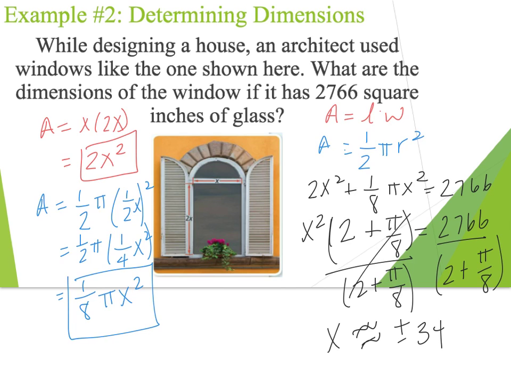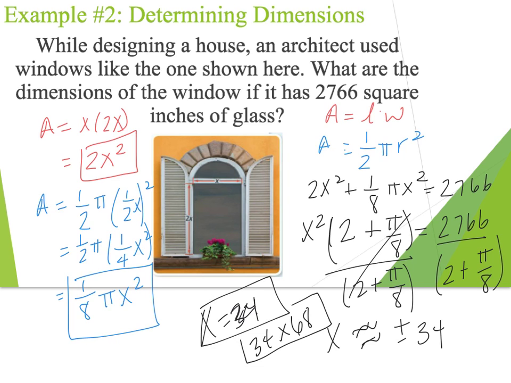Now here's the deal. Length can never be negative. Notice we're talking about the dimensions of the window, so length can never be negative. So we will use positive 34. Okay, so that means that our final answer will be x equals 34. So if we're talking about the dimensions of the window, then the dimensions are 34 by 68 if we're talking about the rectangular window. All right, and so that's it. Let's go ahead and move on to our next example.